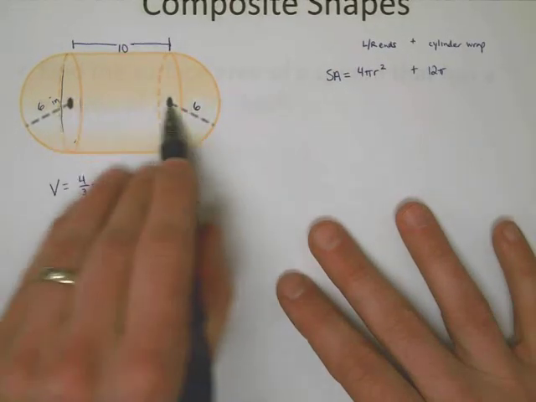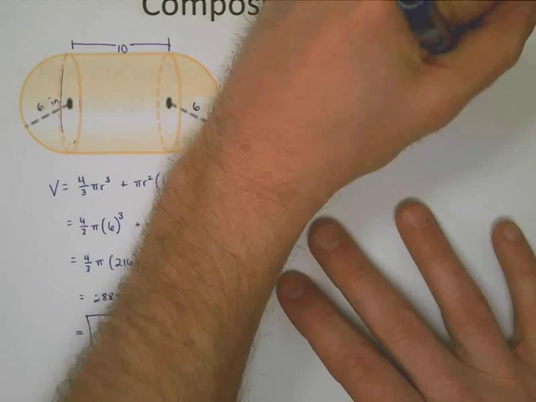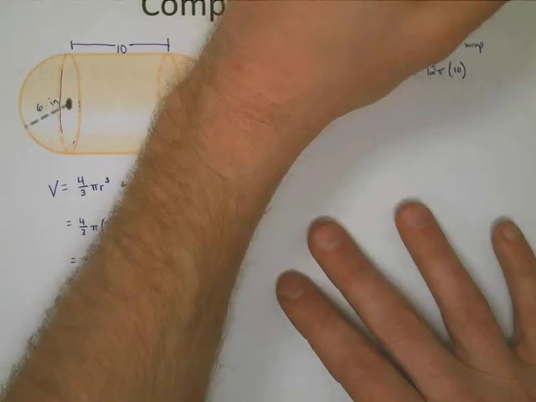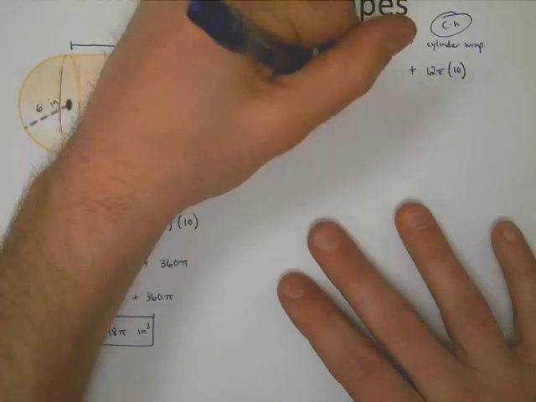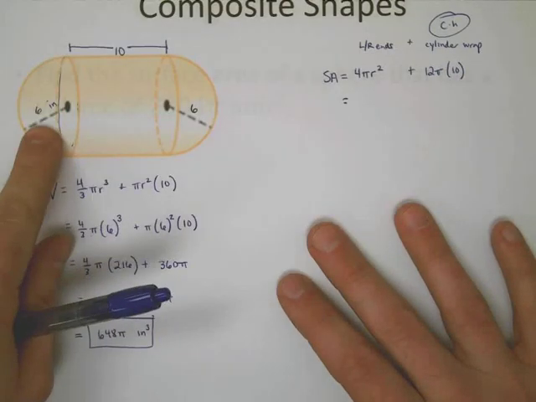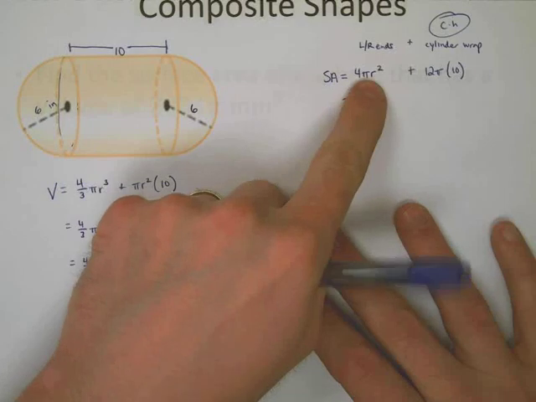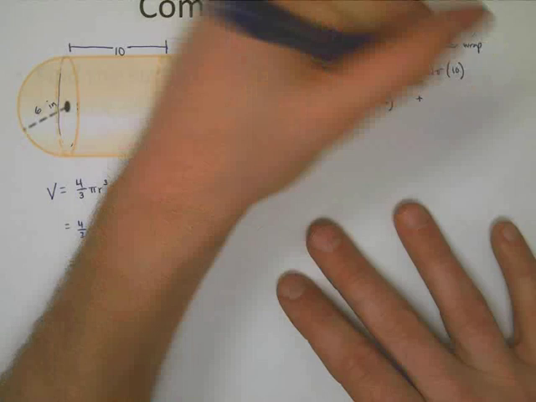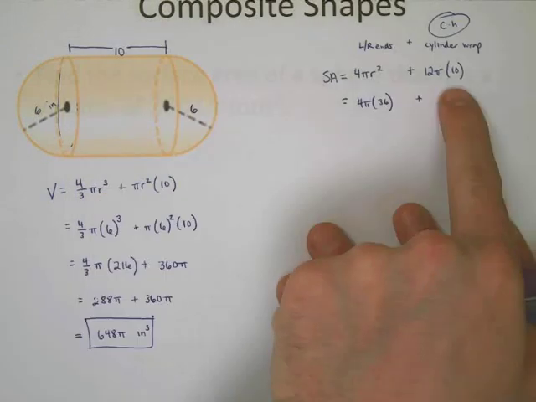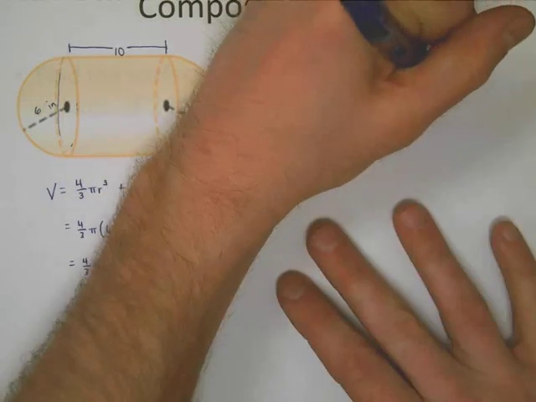And the height of that wrap is 10 units. Circumference times height for the cylindrical wrap. So now we need to put the radius of the circle in. That's 6. 6 squared is 36. I'm going to go ahead and do this. 12 times 10 is 120.